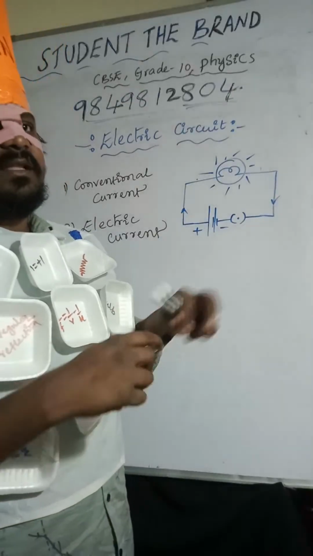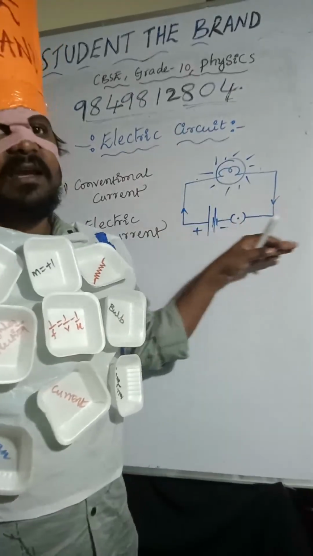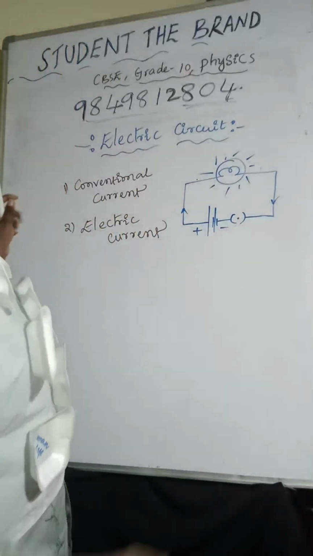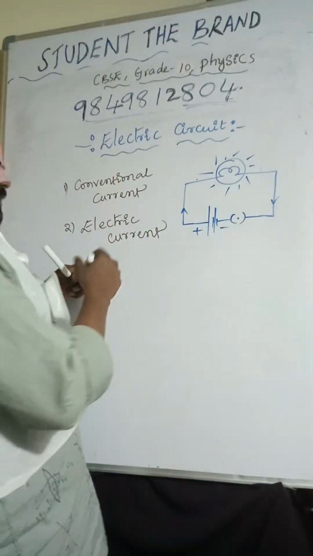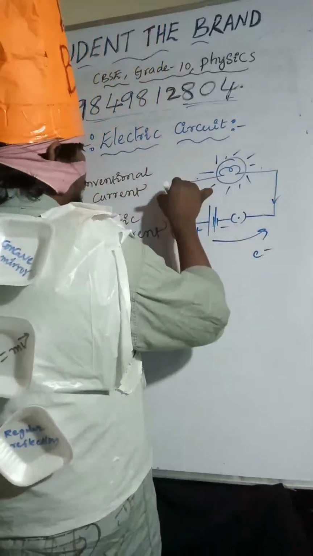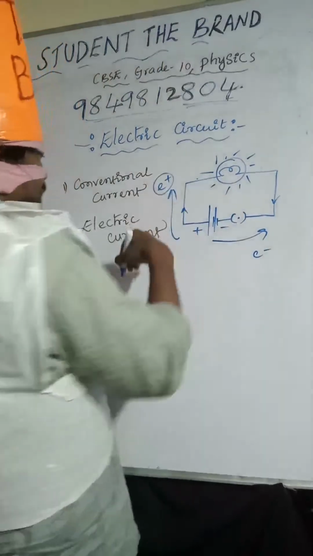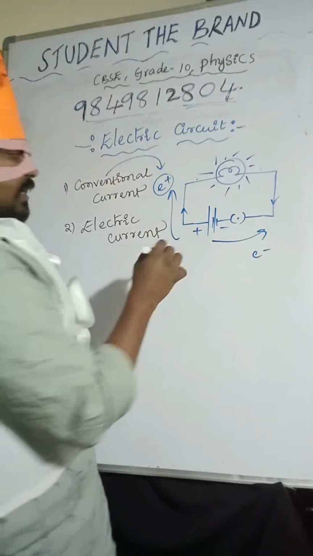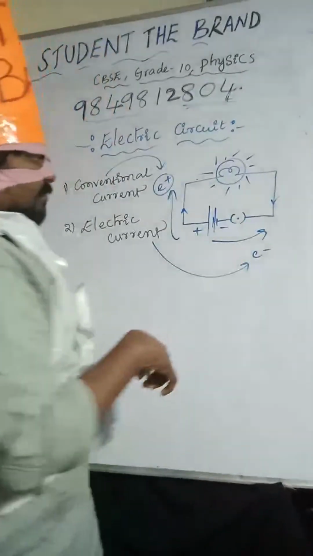After knowing that electrons move, we understand that current flows because of the movement of electrons. So the flow of electrons is known as electric current. Electrons are moving opposite to the flow of positive charges. So conventional current will be considered as a flow of positive charges. Electric current will be taken as flow of electrons.